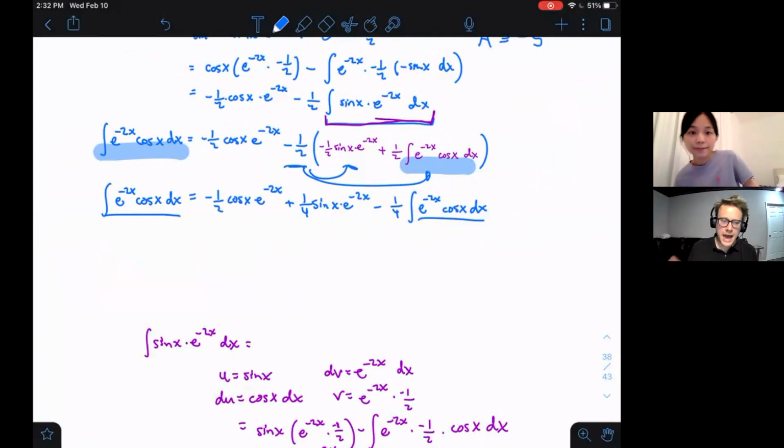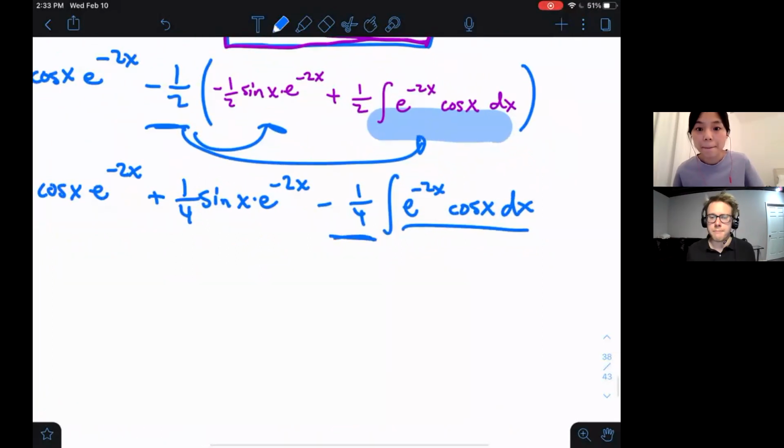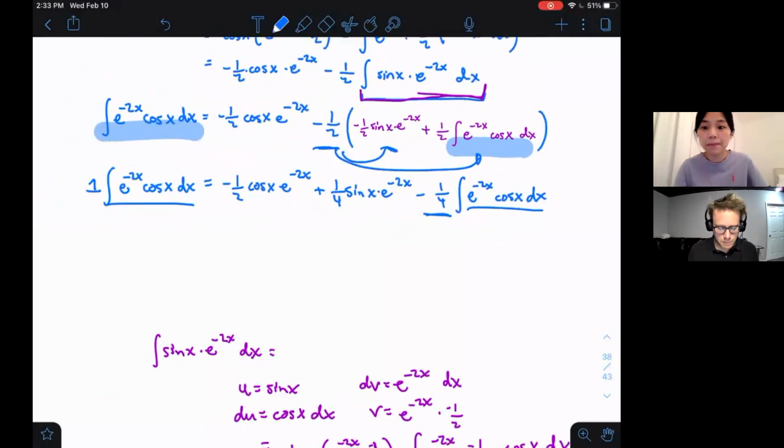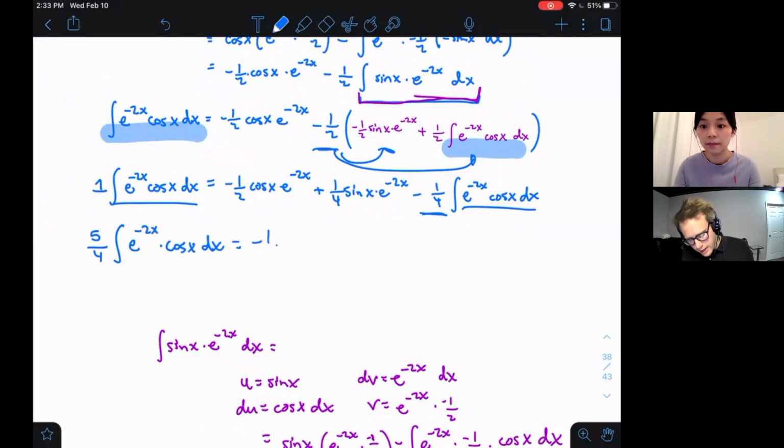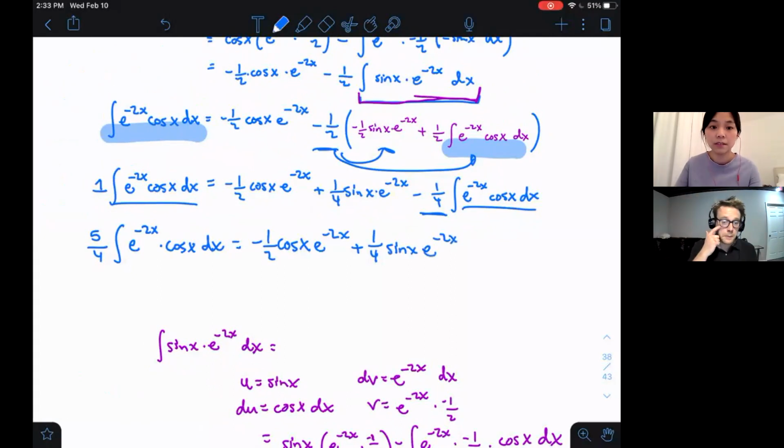And so I want to add. We have 1 over here, and I'm going to add 1/4 of them. So if I bring that over to the other side, well, 1 plus 1/4, that's going to be 5/4. I'm going to have 5/4 of these things that I'm interested in solving for. And what's left on the right-hand side? Well, we have the negative 1/2 cosine of x e to the negative 2x plus 1/4 sine of x e to the negative 2x.